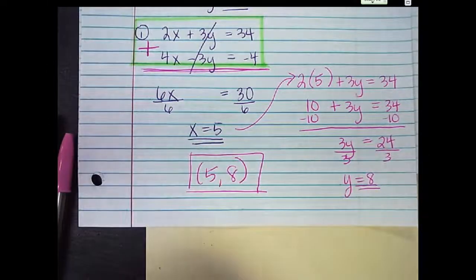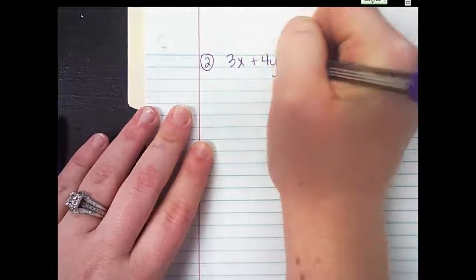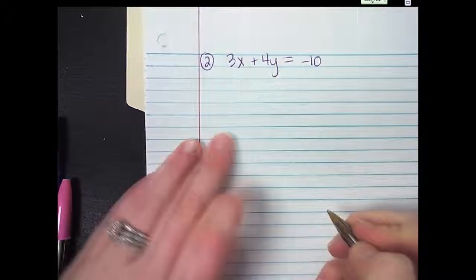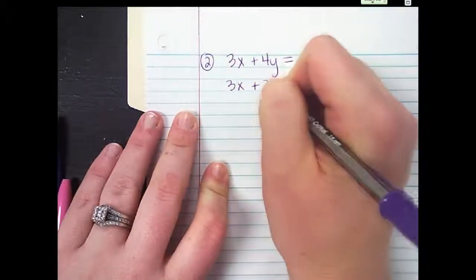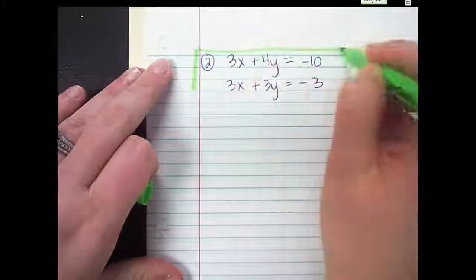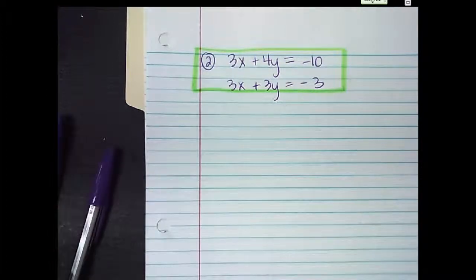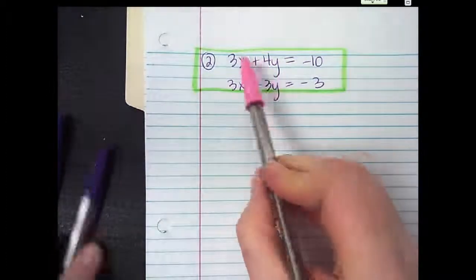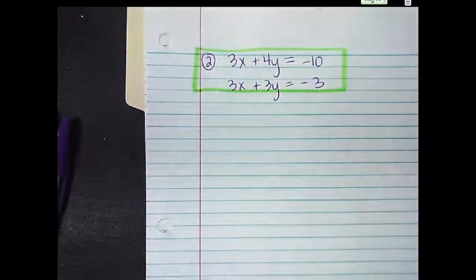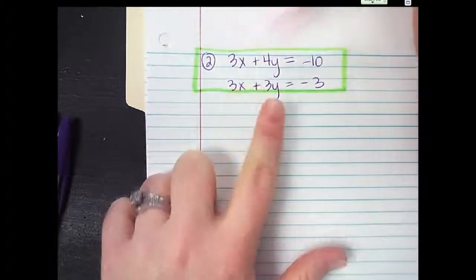Is everyone done with number 1? Okay, number 2. X plus 4y equals negative 10. 3x plus 3y equals negative 3. So in this case, when you look at your x's, you look at your y's, there's nothing that will automatically eliminate. So you just pick one. Okay, you can pick either one. There's no wrong answer here. You can pick the x's, you can pick the y's. So do you want to eliminate x or y here?